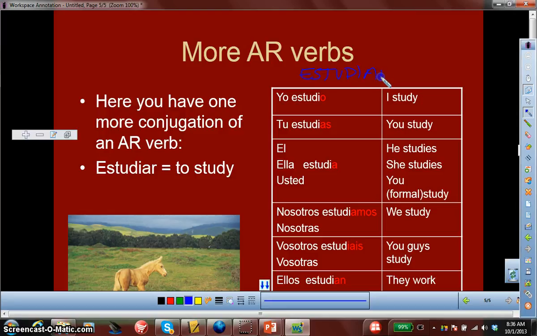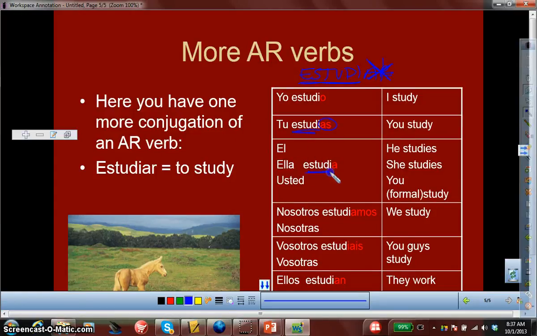So you have estudiar. You need to conjugate it. The root does not change, but the ending, the AR ending, is going to disappear. So for yo, you're going to put an O instead of AR. So it will be yo estudio. For tú, the root stays the same, and you're going to put AS, tú estudias. Guys, write this down, another verb. For él, ella, and usted, they share the same conjugation, the same ending.